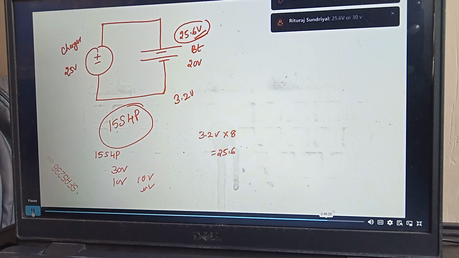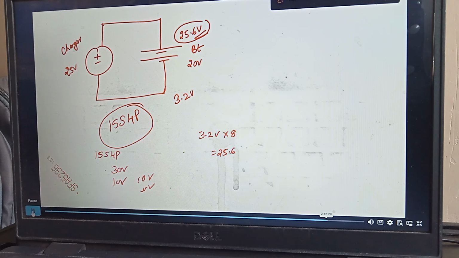You cannot say, sir, I use a 30 volt charger to charge up to 30 volt, I use a 40 volt charger up to 40 volt, I use a 50 volt charger. No, that is not the question here. We can use only one charger here. What is the voltage value of that charger?